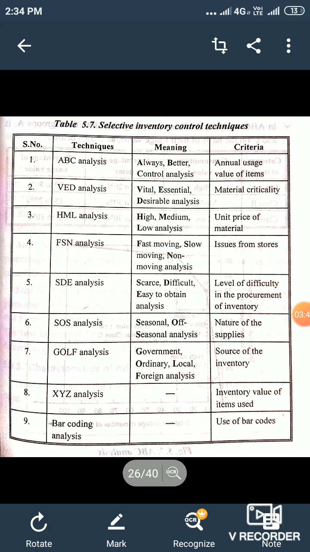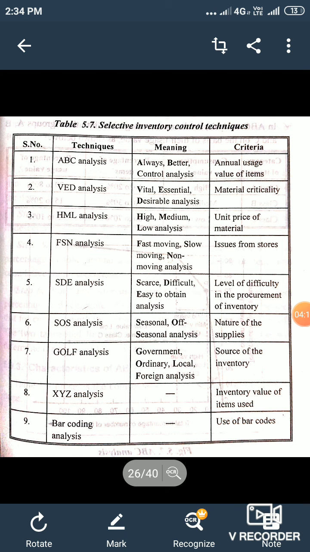Next, FSN analysis. FSN analysis mainly concentrates on the stores. That means it is based on the consumption rate of the inventory in the stores. This system classifies items into fast moving, slow moving, and non moving inventory. It helps in controlling obsolescence.